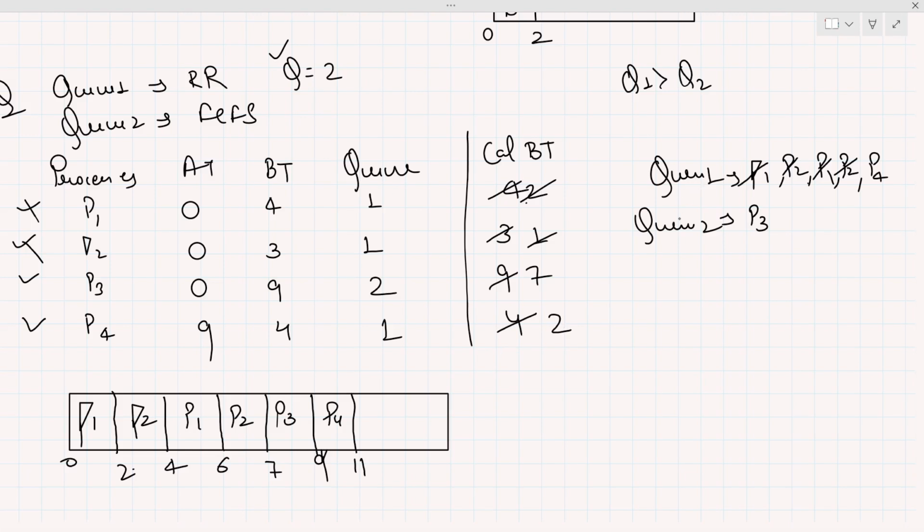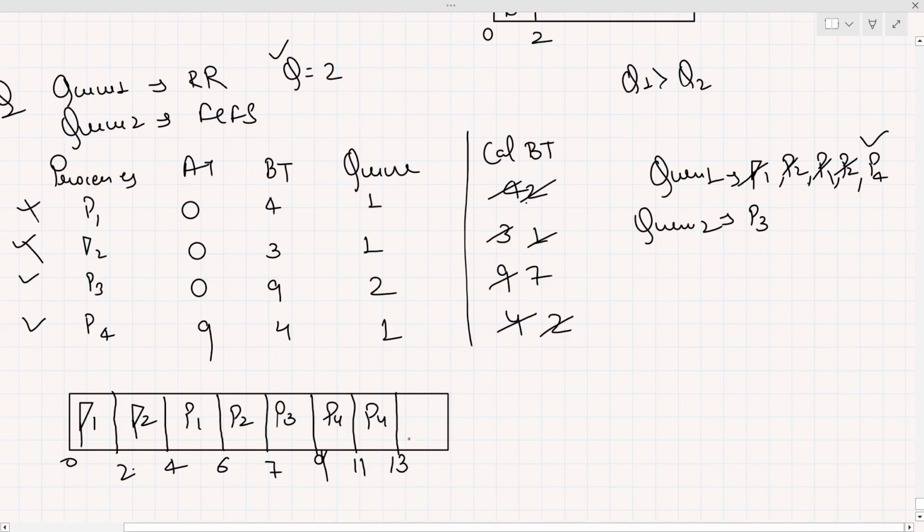So at 11, after P4, we have to check whether new processes are available or not. No new process. We have to see whether P4 is completed or not. The answer is, not completed. So we add it to the queue again. So P4 is again in the queue. After that, we check whether there is a process in Q1. The answer is yes, P4 is there. So we execute P4 again with time quantum 2. And here you can see that the burst time is also 2, so it executes completely at 13.